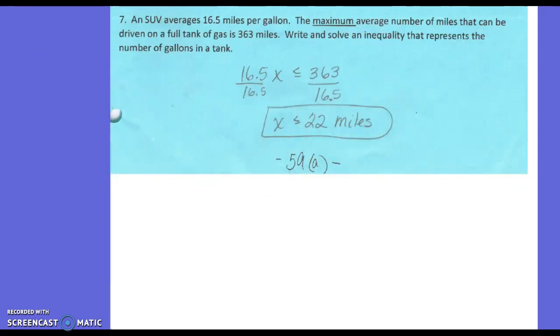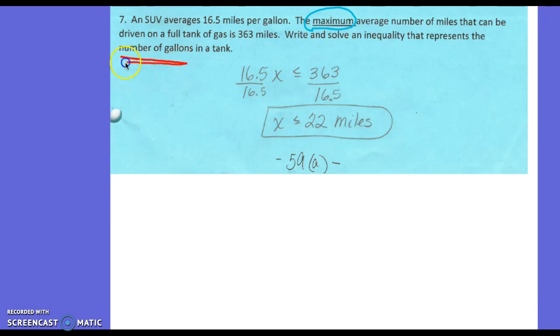Finally, problem number 7, you were supposed to make an equation. It says the SUV averages 16.5 miles per gallon. The maximum average number of miles that can be driven on a full tank of gas is 363 miles. Write and solve an inequality that represents the number of gallons in the tank. So this is where you just got to think about it a little bit. Every single gallon, you're going 16.5 miles.